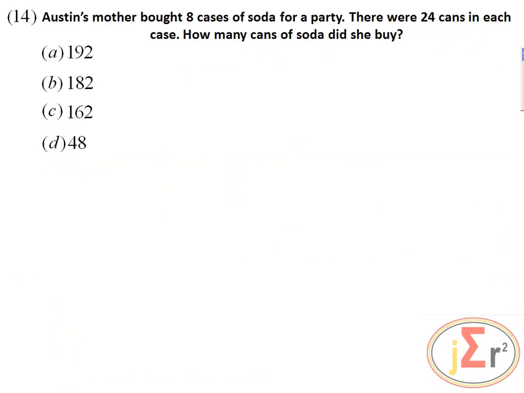Austin's mother bought 8 cases of soda for a party. There were 24 cans in each case. How many cans of soda did she buy? Austin's mom bought 8 cases of soda for a party. There were 24 cans in each case. How many cans of soda did she buy? 8 cases, 24 in each. How many in all?